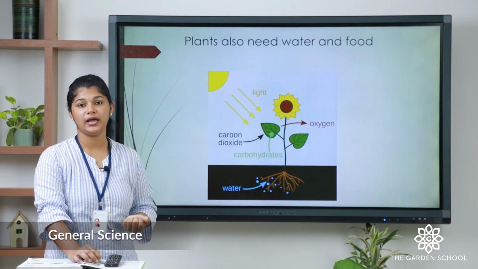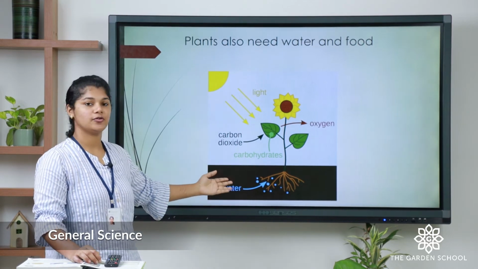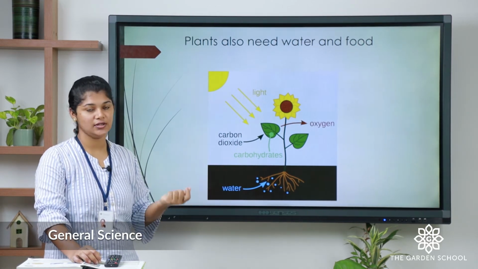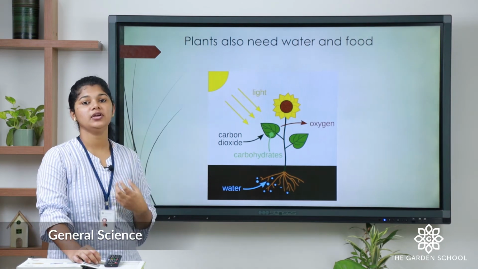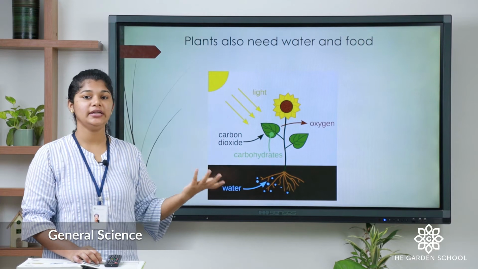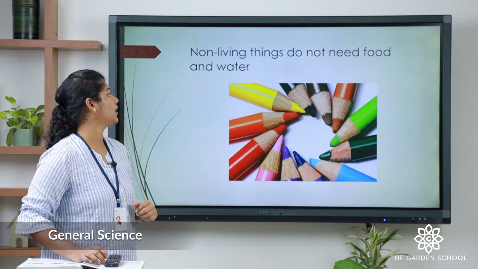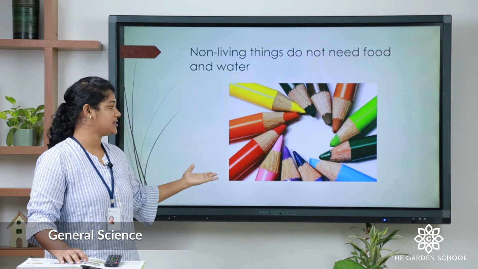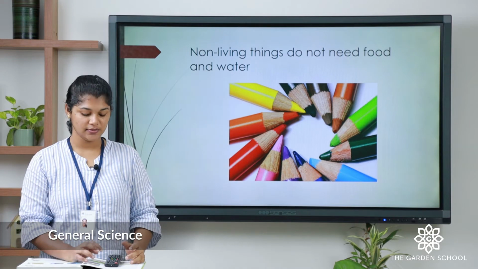Let's see how the plant gets its food. With the help of the root, the plant gets the water, and it takes in carbon dioxide and gives out oxygen. Here, the leaf is preparing the food for the plant. A non-living thing like a pencil does not need any food or water to live, right?